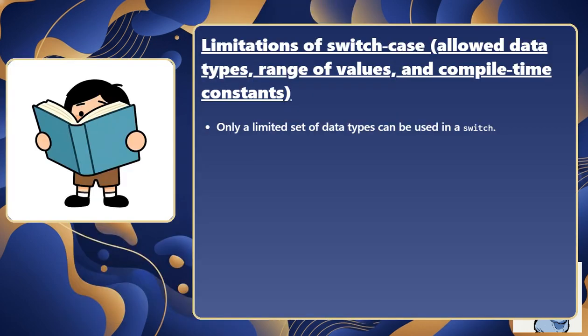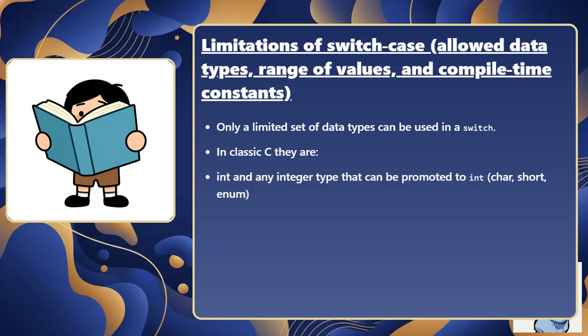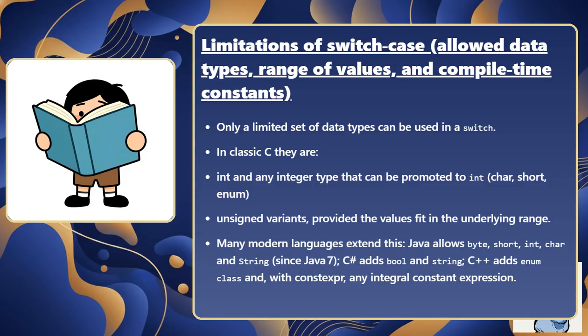Only a limited set of data types can be used in a switch. In classic C they are int and any integer type that can be promoted to int, such as char, short, or enum. Unsigned variants are allowed, provided the values fit in the underlying range. Many modern languages extend this.